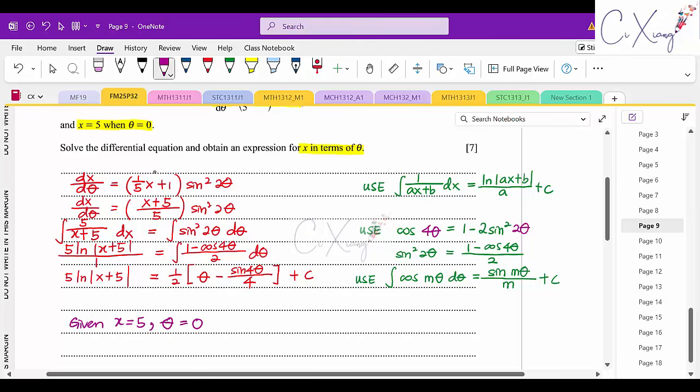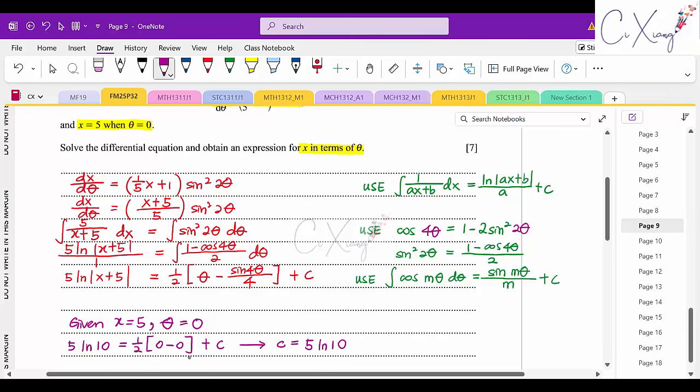so what do I get if I substitute it into the equation just now? So I'm having 5 ln 5 plus 5 is a 10, right? That equals to half. Substitute the theta inside, you will have 0 minus 0. Okay, then plus c. So from here, you can also see that your value of c should be equal to 5 ln 10. Okay, so 5 ln 10.